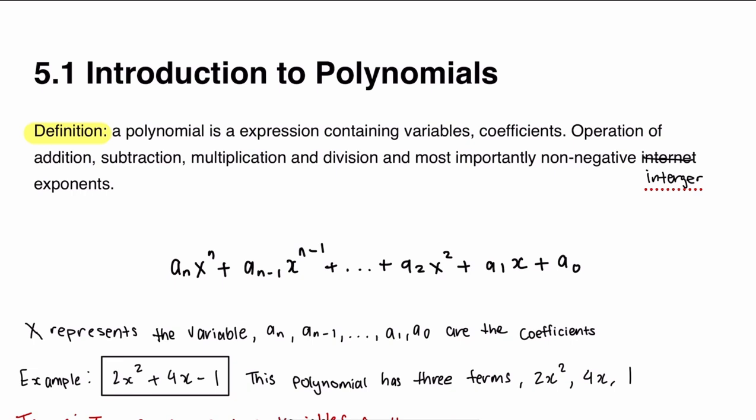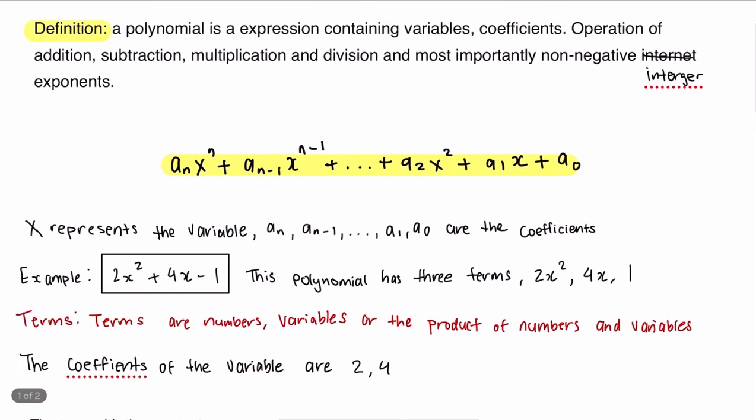So the definition here of polynomials is a polynomial is an expression that contains variables, coefficients, operations of addition, subtraction, multiplication, and division. And most importantly, these are non-negative integer exponents. So here is just like a general formula of how the equation is going to look like.